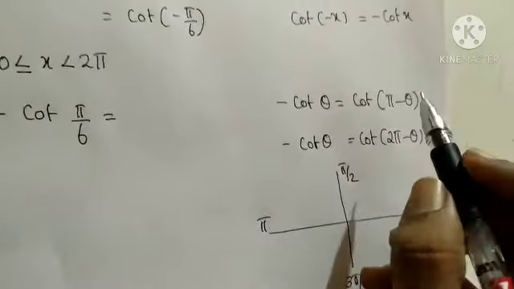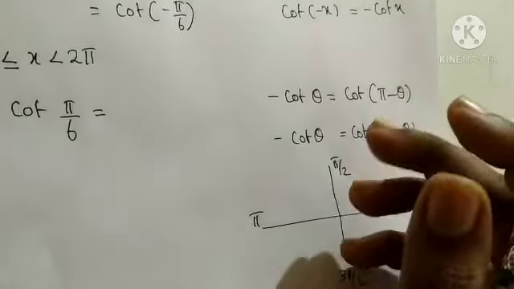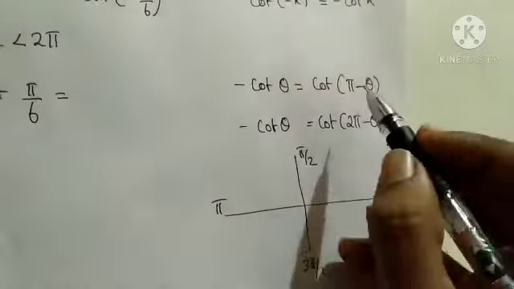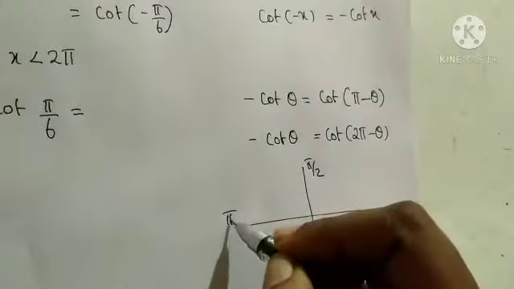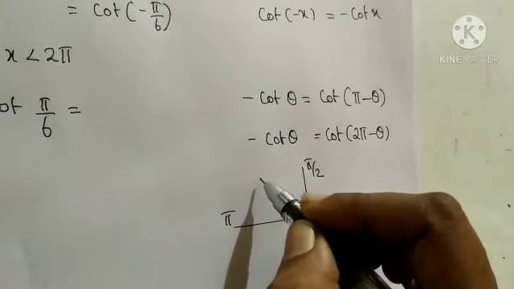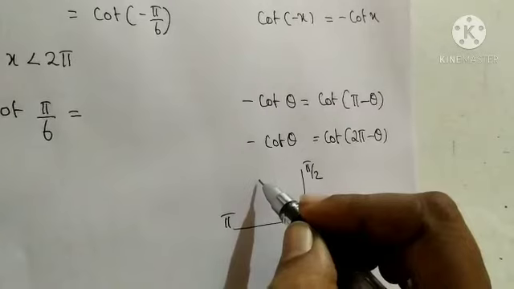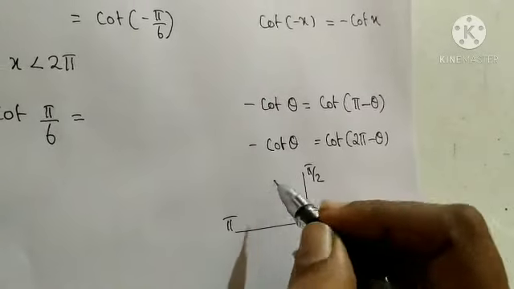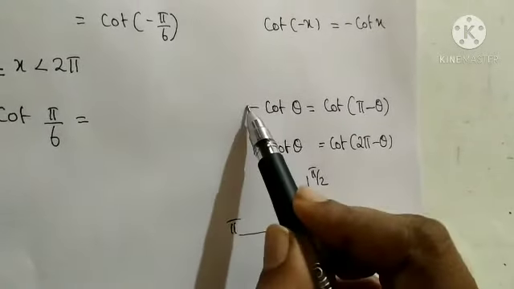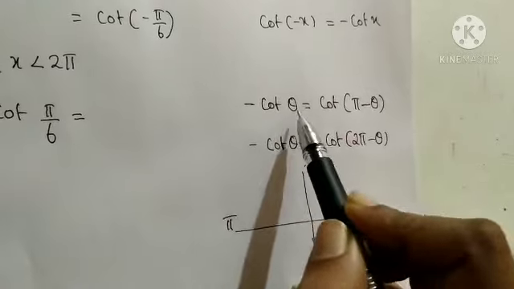Okay, so next we need to find out the sign of these answers. So here pi minus theta lies in second quadrant. So in second quadrant only sine and cosec are positive. So we need to write the answer in negative sign. So here we get minus cot theta.